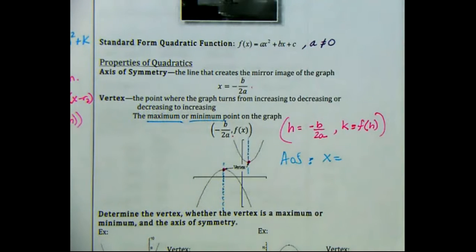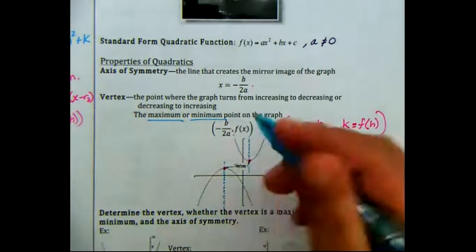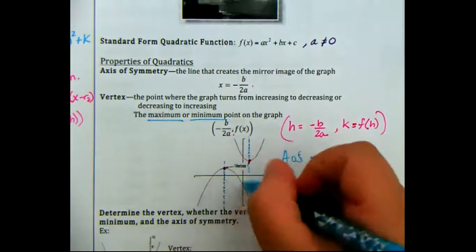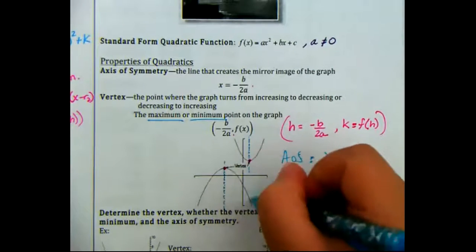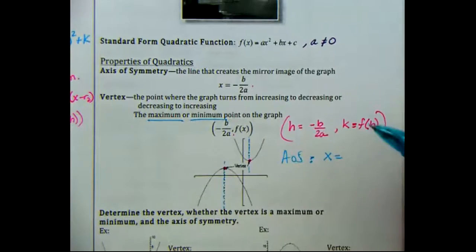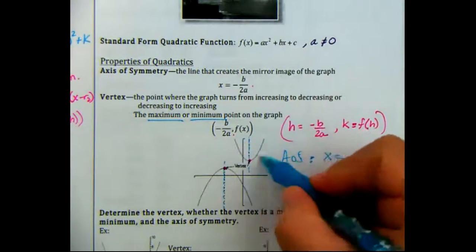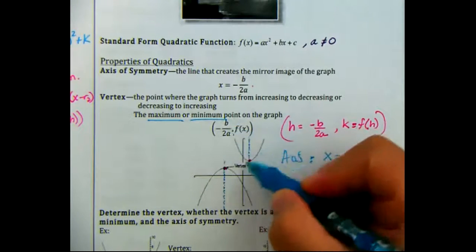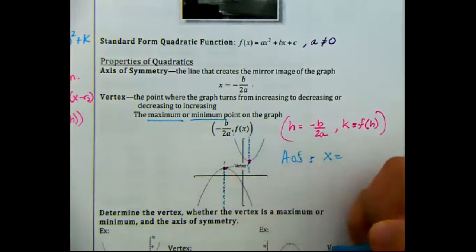So our vertex is our maximum or our minimum point. And we just have to make sure we realize when it's a maximum and when it's a minimum. Okay. So usually if our parabola is opening downward, that means our vertex is going to be a maximum. If our parabola is opening upward, that means our vertex is a minimum.